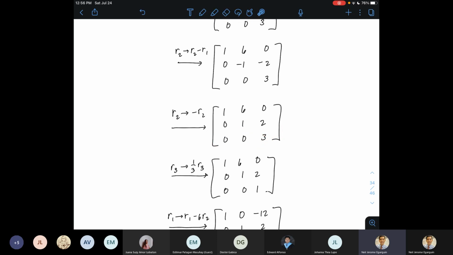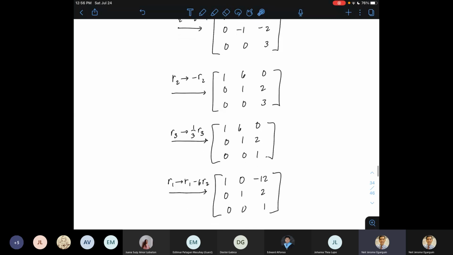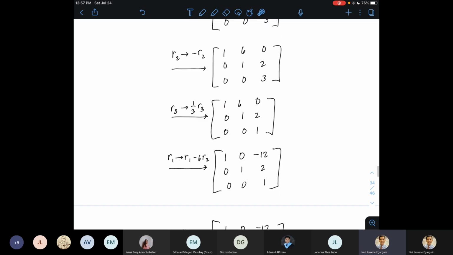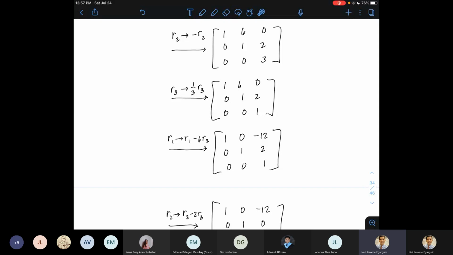Okay? And then, ano pa yung usapan natin? Oh, it seems that this guy should be changed to 1 because it serves as a leading entry for the third row. Okay? So since this must be the leading entry in the third row, I need to change the third row into 1/3 of the original row. So i-multiply ko lang lahat ng 1/3, I'll get this guy. Okay? Pero ito pala yung nakalimutan kong gawin muna. Ito yung mas natural gawin.